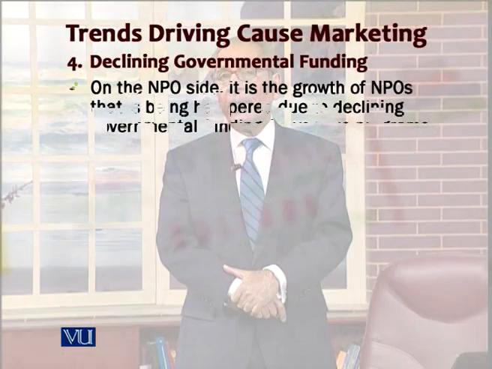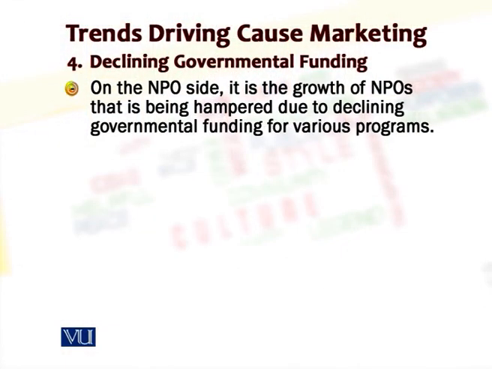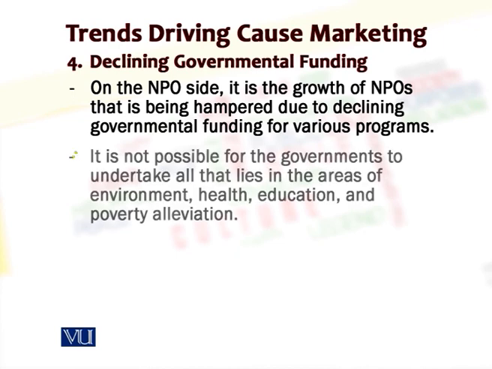So good employees happen to be one of the important drivers of the growth that we see in the cause marketing area. On the NPO side, it is mostly the declining governmental funding which has made NPOs conscious of the fact that they need to have more supportive sources in addition to the government and governmental agencies. If governmental funding is declining, NPOs are growing. And to keep their growth sustainable, they have to approach the corporate sector.